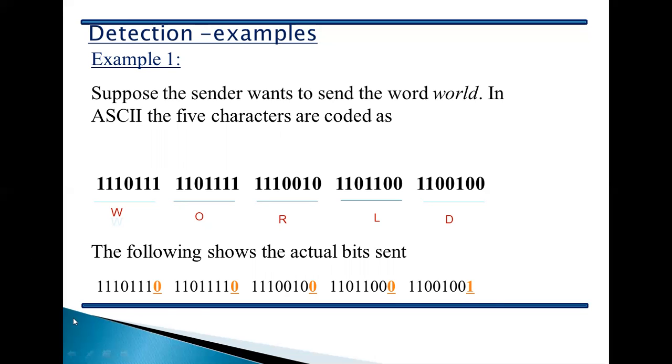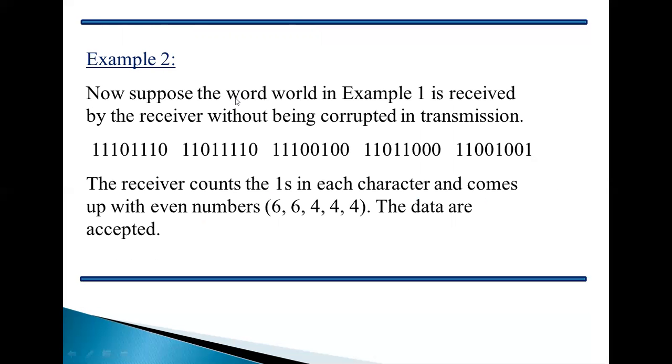Totally, these data are converted into even parity. That means even numbers. Okay. Computer A sends the message WORLD to computer B. This is the data transmission into the system, computer B. Computer B received the message. In case you have to check the data is right or wrong.